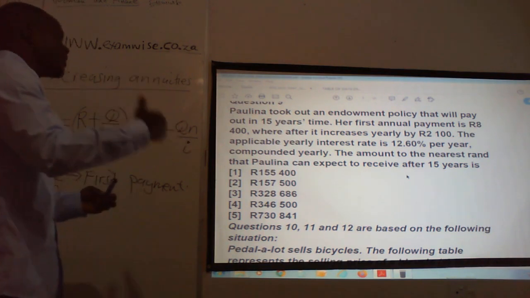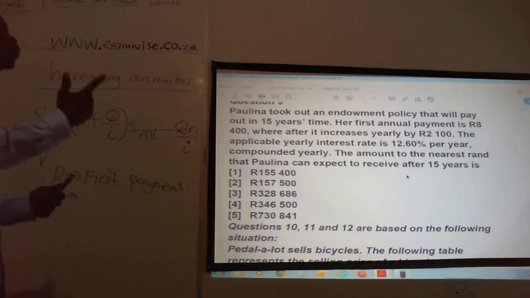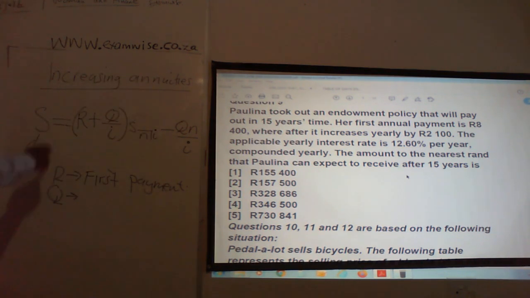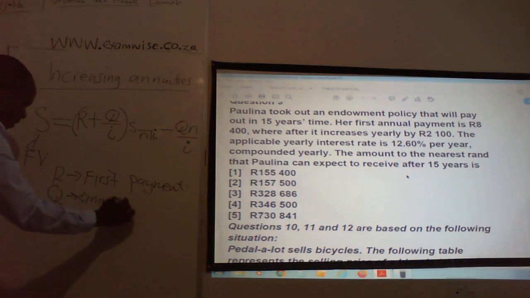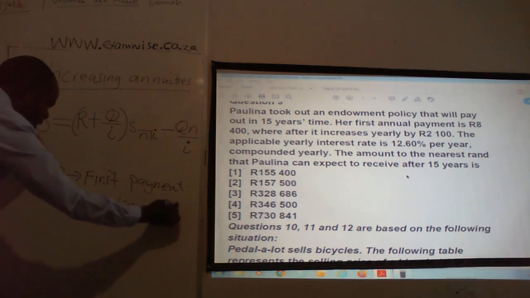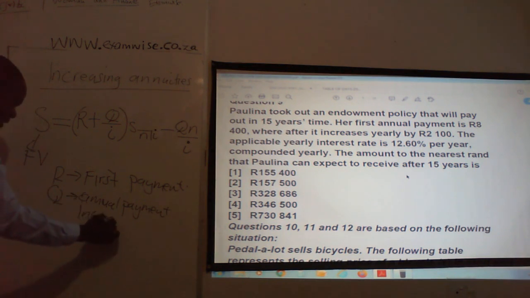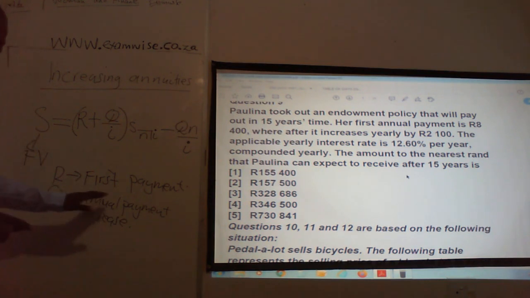So they said each and every payment will increase by 2,100. So our Q here is the payment increase. Here we have the annual payment increase. If payments are made every month, then it will be our monthly payment increase. If payments are made every quarter, then it will be our quarterly payment increase. Here we have annual, so we have the annual payment increase, which is our Q.